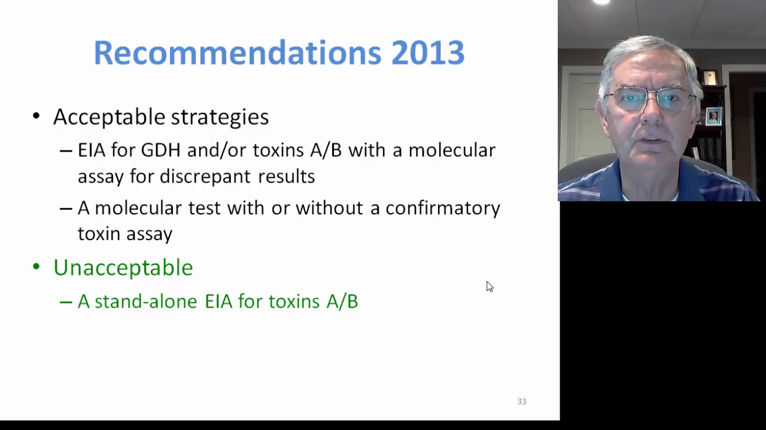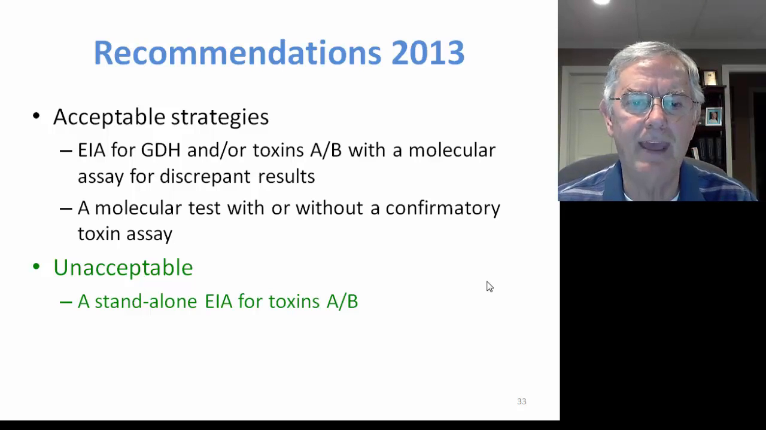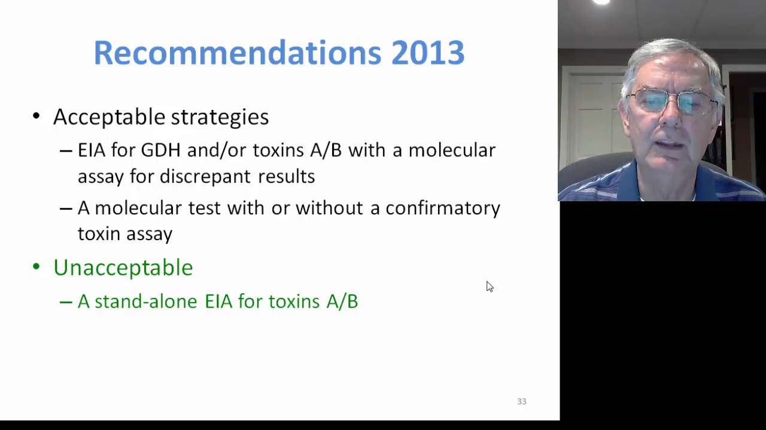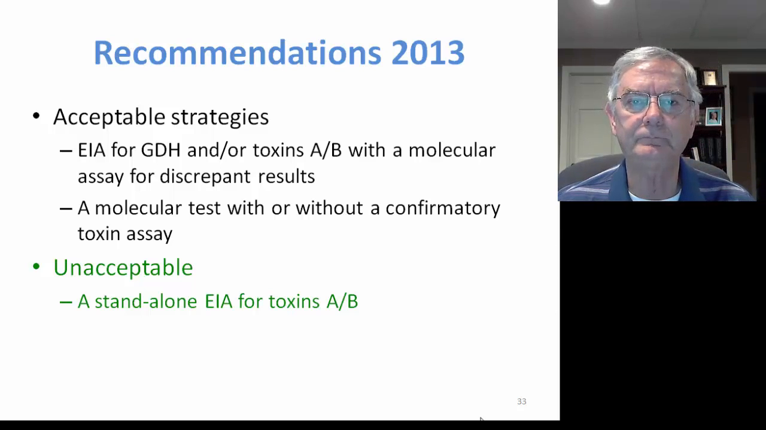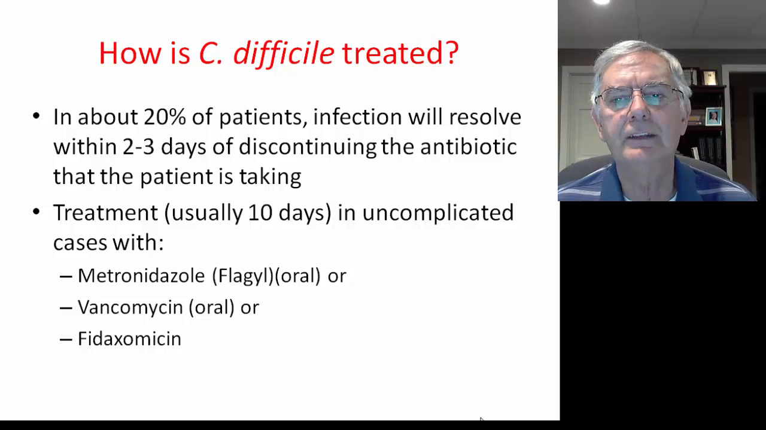Now, many people just use the GDH and the PCR alone as a combination algorithm, and it works very nicely for them. In addition, many facilities use PCR alone, and that's a wonderful way to do this test. But it is unacceptable to use toxin A and B testing as the only standalone test for Clostridium difficile infection. So how is this disease treated?